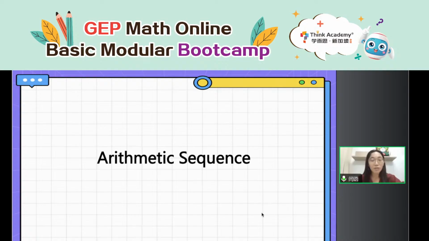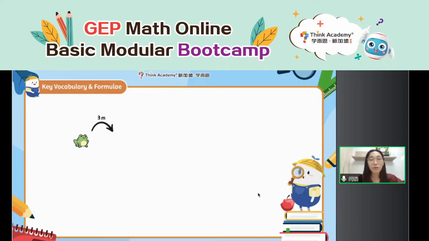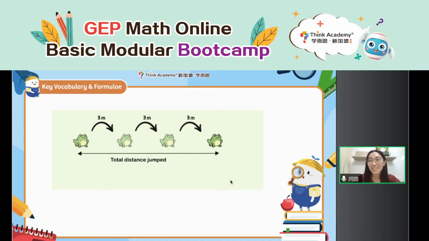To be honest, I feel this topic is a bit challenging, but it is very important in P3 and P4 Math Olympiad competition as well as GEP Math. So for the first one, let's start from the example of a frog. As you can see, there is a frog, and every time it jumps, it can move on by 3 meters. Now, let me show you. Make 1 jump, 2 jumps, and 3 jumps. Could you please tell me what is the total distance?